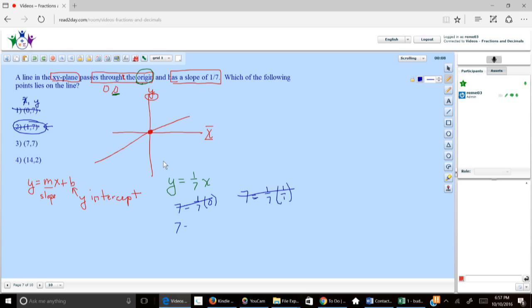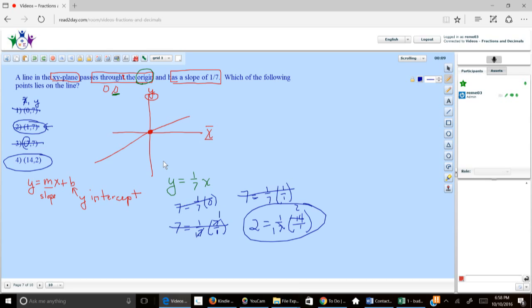The next one is going to be 7 equals 1/7 times 7 over 1. Because remember, we're going to take this 7, put it over 1, just so that everything is nice and neat. We can now simplify these, and this gets 7 equals 1 times 1. Not valid. And then the last one is going to be 2 equals 1/7 times 14 over 1. Simplify these, and this gets us 1 times 2, which is 2, and this is our correct answer. And that's how you can do that.